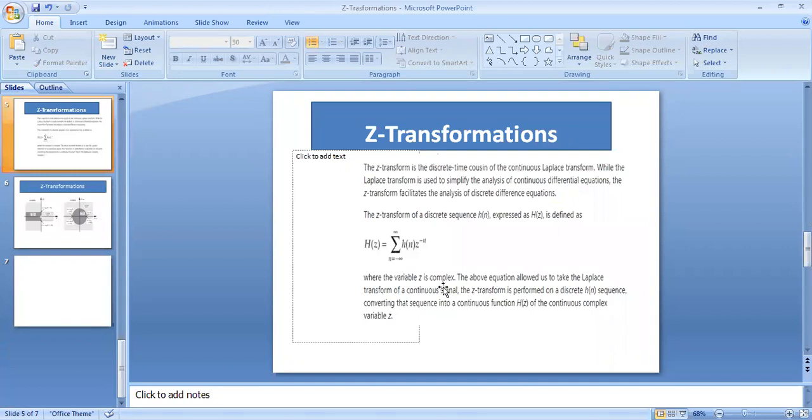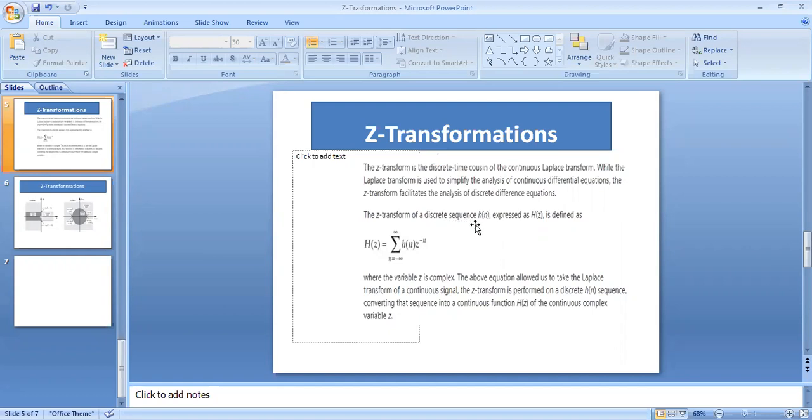Now, what is the Z transformation? The Z transform is the discrete-time counterpart of the continuous Laplace transform. While the Laplace transform is used to simplify the analysis of continuous differential equations, the Z transform facilitates the analysis of discrete difference equations. Remember it.